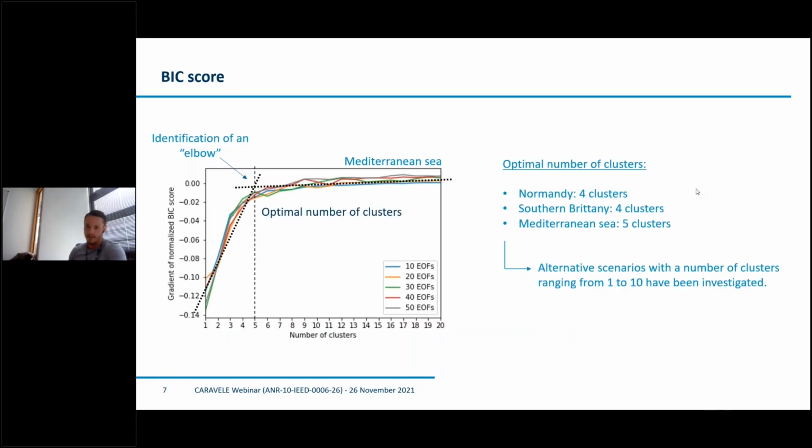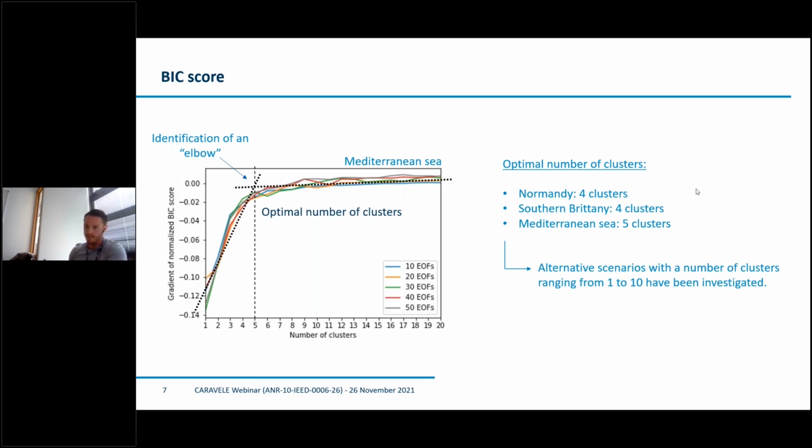As I said earlier, another input of the Gaussian mixture model is the number of clusters into which we want to classify our dataset. To determine this number, we calculated the BIC score and represent the gradient of the BIC score, which makes it easier with this representation to identify a clear asymptote. And what we are looking for here is an elbow in the curve, so a clear change of slope. We can see in the figure that an elbow is identified for a number of clusters equal to 5 for the Mediterranean Sea. So this is the optimal number of clusters.